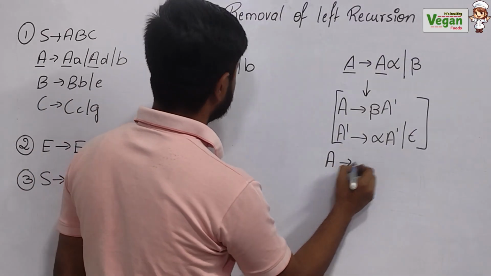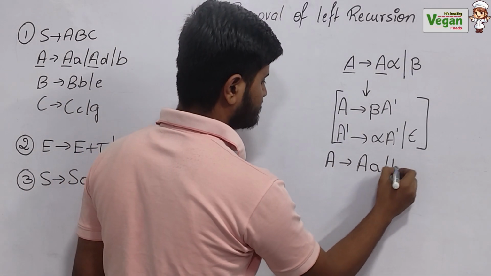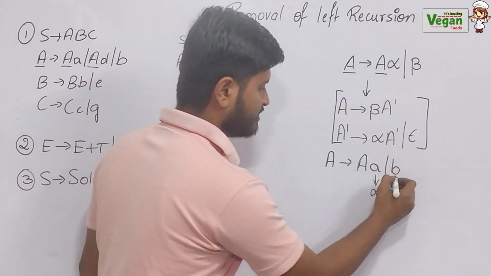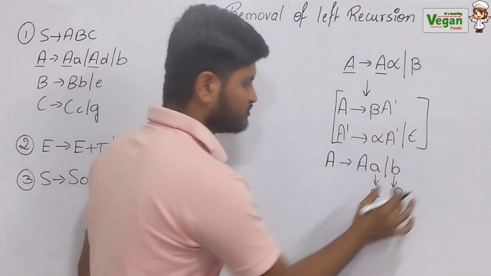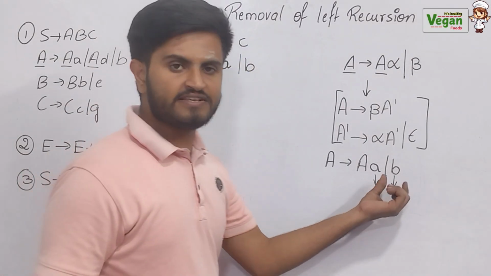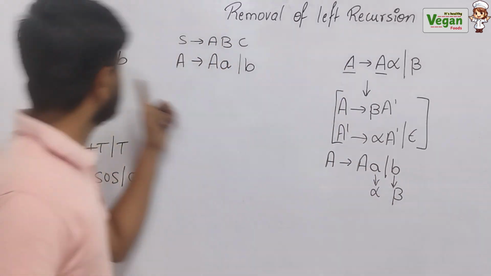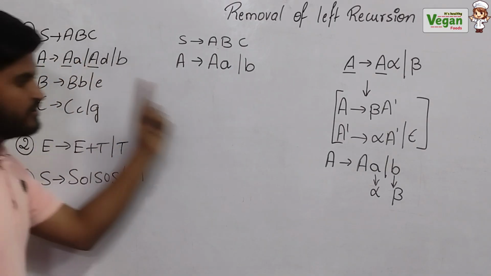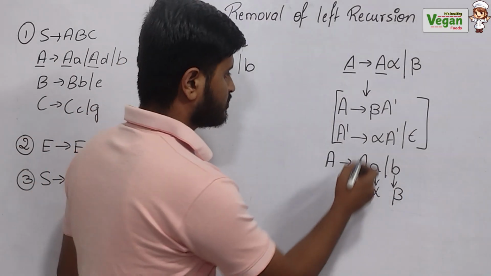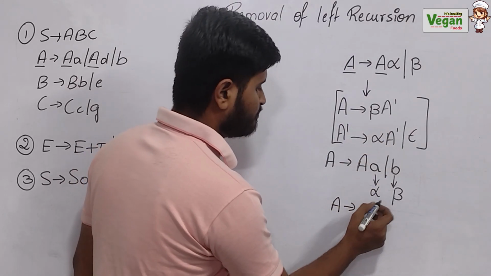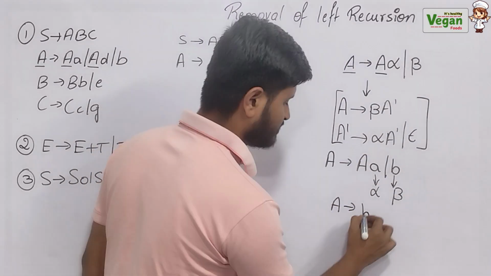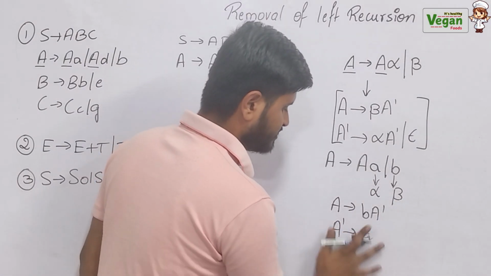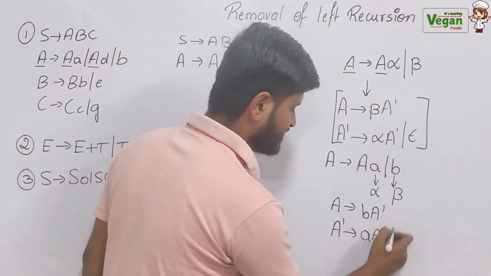So A producing capital A, small a slash b. This will be considered as the alpha and this will be considered as beta. Which will be considered as beta? Beta is the value where there is no left recursion in the production. Here small b is there, so there is no left recursion, so you can call it the beta value. So convert it: A producing beta A dash, beta value is small b, A dash producing alpha. Alpha is small a A dash slash epsilon.